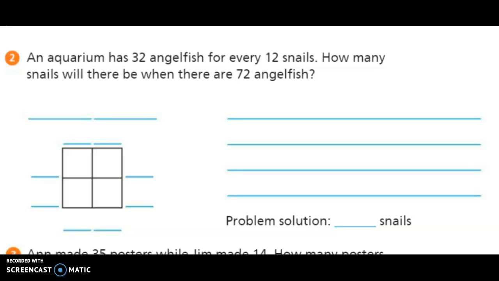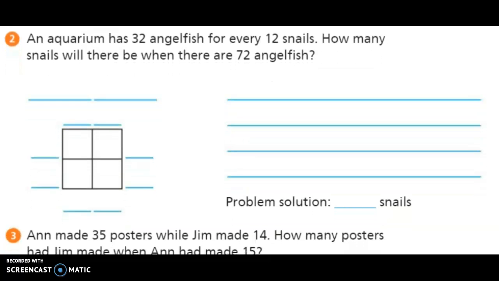An aquarium has 32 angelfish for every 12 snails. So this is the pattern they're telling us. Every time there are 32 angelfish, there are 12 snails. So if we had a bunch of aquariums lined up, this would be the pattern that they would add fish and snails to that aquarium. How many snails will there be when there are 72 angelfish? So my headings are angelfish and snails. That's the label.